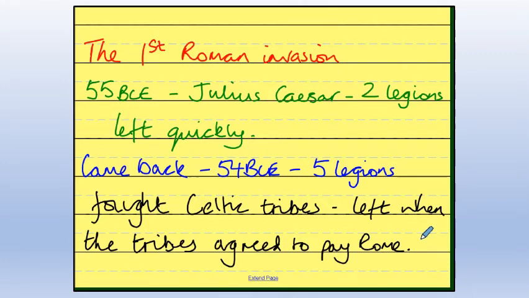So there we go. Notes on there. Doesn't have to be well written. Doesn't have to be particularly neat, but you need to get those facts. So the first Roman invasion, 55 BCE, Julius Caesar, 2 legions. He left quite quickly. Came back in 54 BCE with more soldiers. He fought the tribes, but left when they agreed to pay Rome. That's all you need to write.